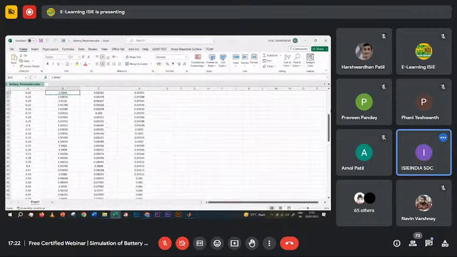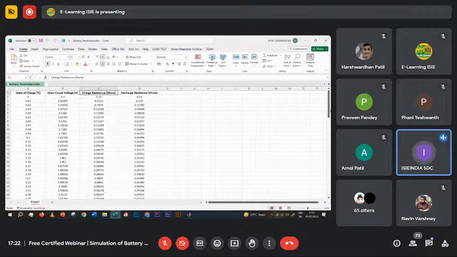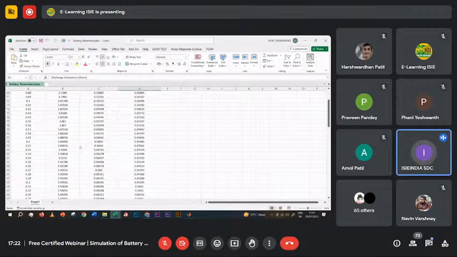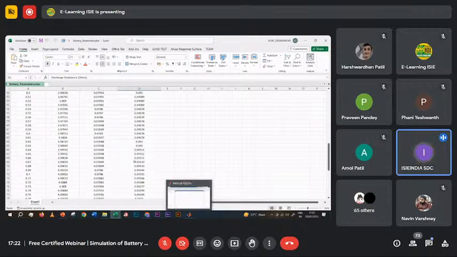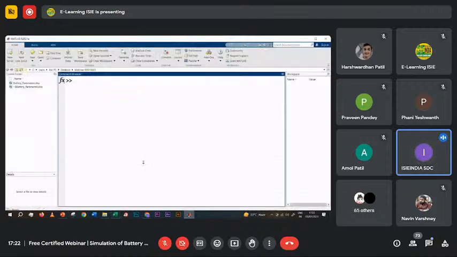Then at different SOC, we have the charge resistance value in ohms, and the discharge resistance at different SOC. So on the screen, this Excel sheet data is being shown. Now we will be using this Excel sheet to develop our model in MATLAB. So this is my MATLAB screen here.